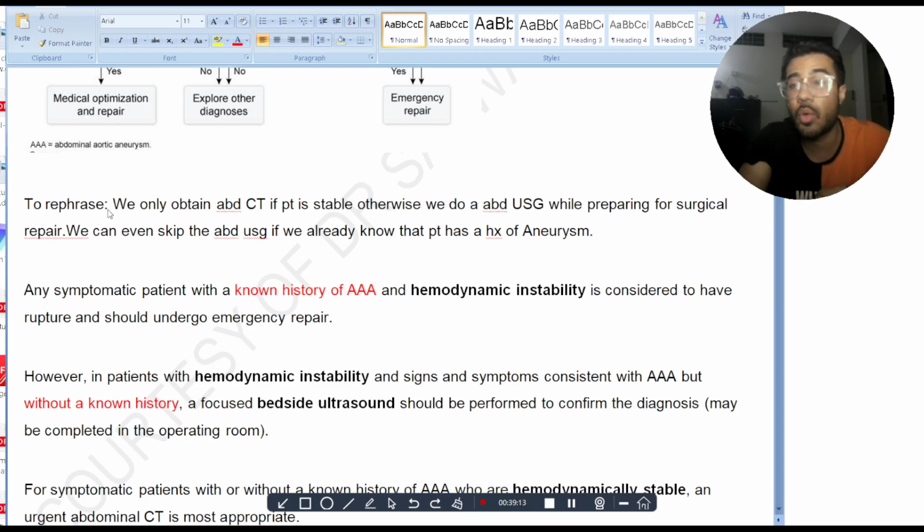So this rephrasing is really good. We obtain the CT only if the patient is stable. Otherwise, we just take the patient for the repair, and while we're taking the patient for repair, we can do the abdominal ultrasound. And if the patient has a known history, you don't do anything, just take him for the repair. Any symptomatic patient with a known history of AAA and hemodynamic instability, wherever you come with hemodynamic instability, you just take for the emergent repair. It is considered to have rupture and should undergo emergent repair. And since the patient has a known history of abdominal aortic aneurysm, we're not going to even do the abdominal ultrasound while we take the patient for repair because the patient has a known history.